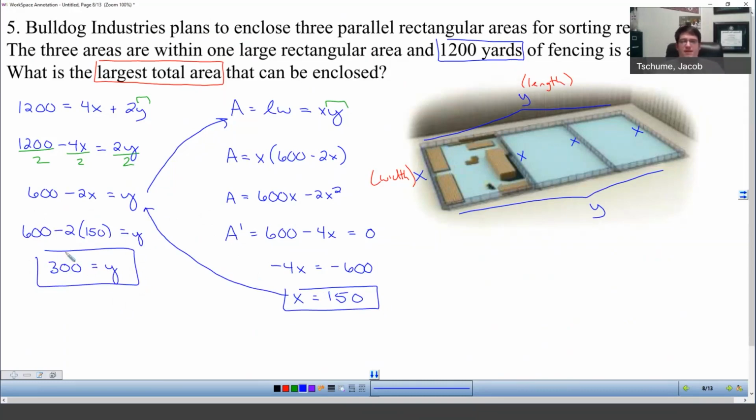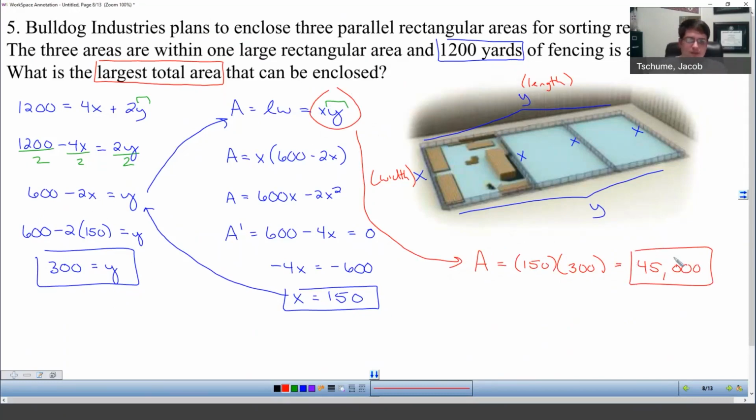But in this problem, it doesn't ask for the dimensions, it asks for the total area, the part I have boxed in red at the very top. So I need to use my area formula, which is x times y, and I can find my total area. So x we found to be 150, y we found to be 300. If you just multiply those together in your calculator, you will get a total area of 45,000. So sometimes you have to pay attention to the word problem to know what part you're looking for.